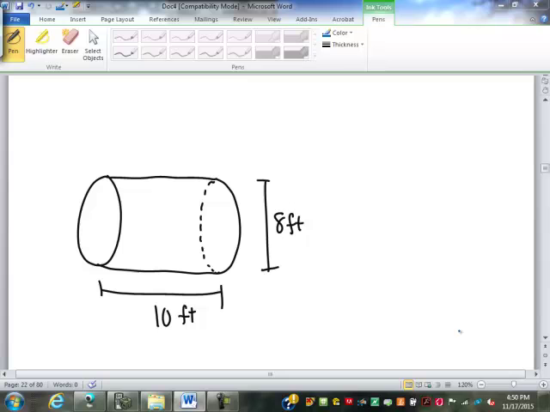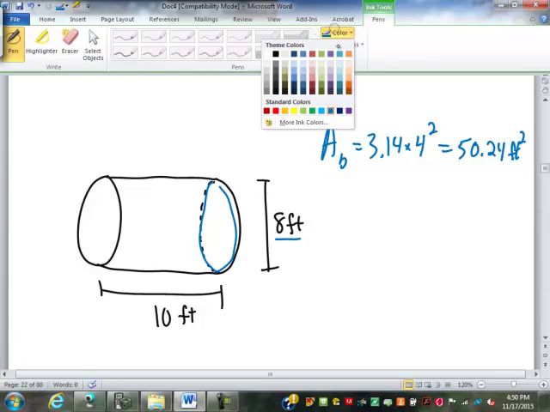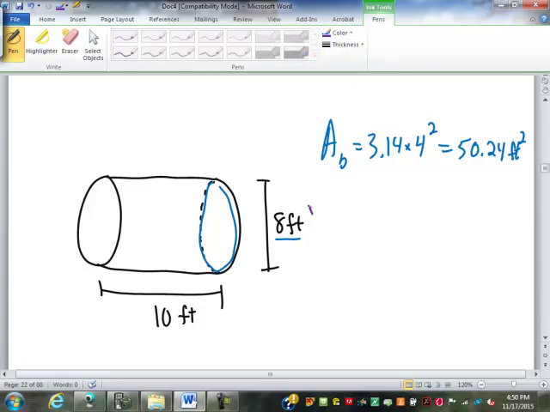So, what's in my base here? The base, of course, is this circle with a diameter of 8 feet. So the area of the base is going to be pi times 4 squared, otherwise known as 50.24 square feet. So the volume is the area of the base, 50.24 square feet, times 10 feet of length, or 502.4 cubic feet.